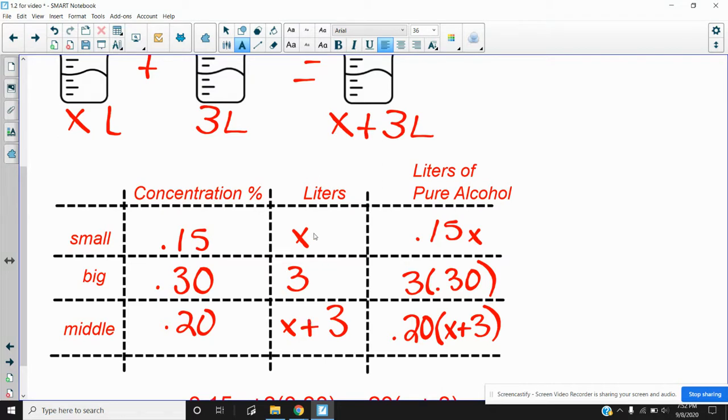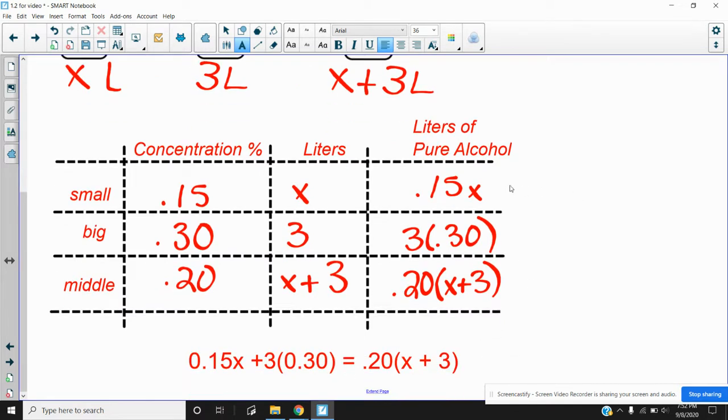Now notice I can also add these two boxes here. And then I multiply across to get an algebraic description of the liters of pure alcohol that I have. Now the equation itself comes from taking the liters of pure alcohol from the smallest amount plus the liters of pure alcohol from the largest concentration, and we set it equal to the liters of alcohol of that middle concentration. Some people try to remember it as small plus big equals middle.